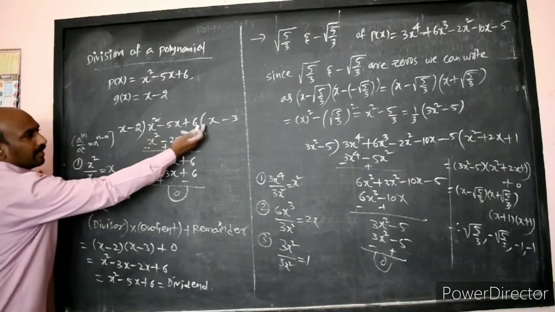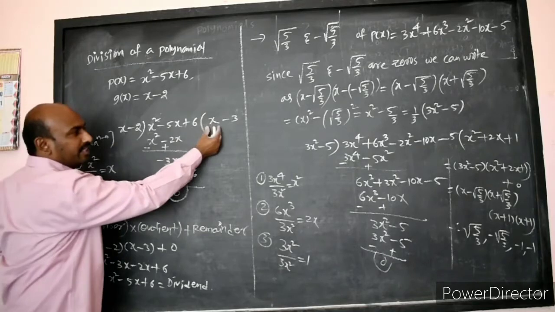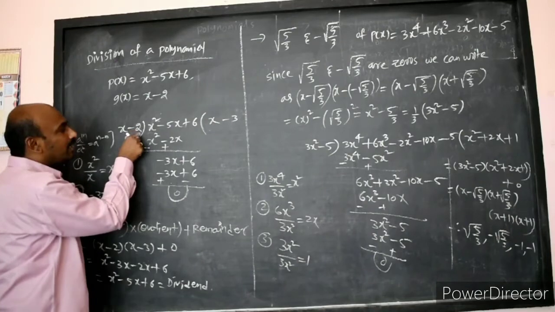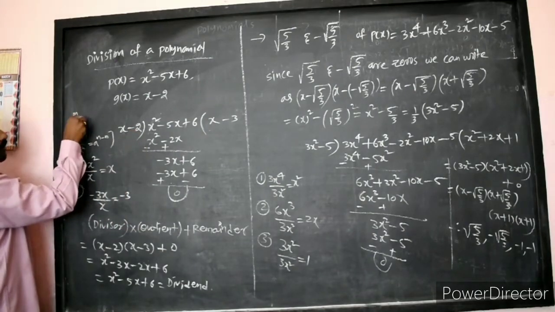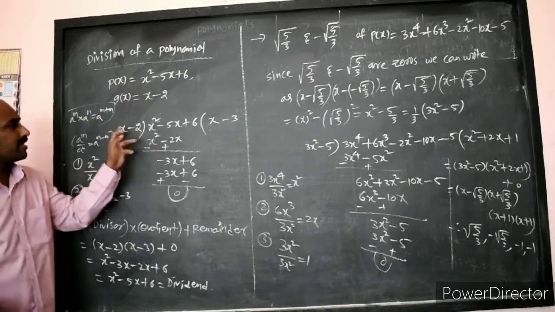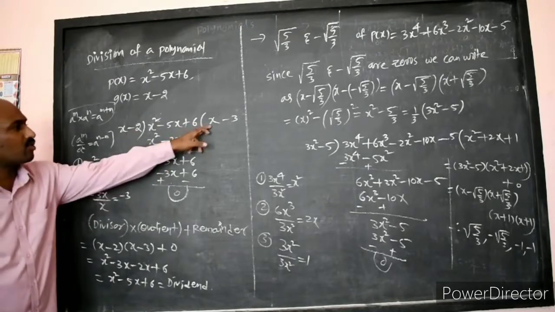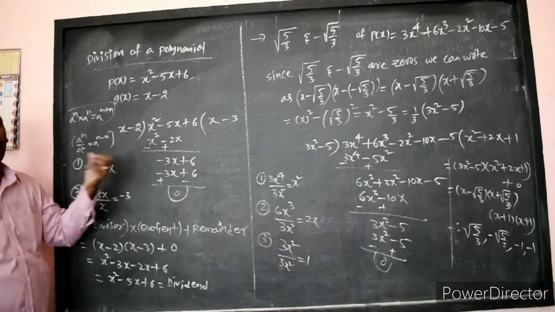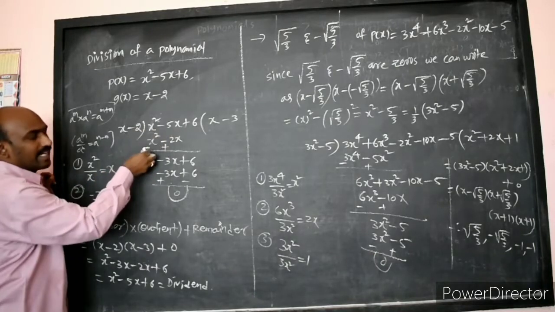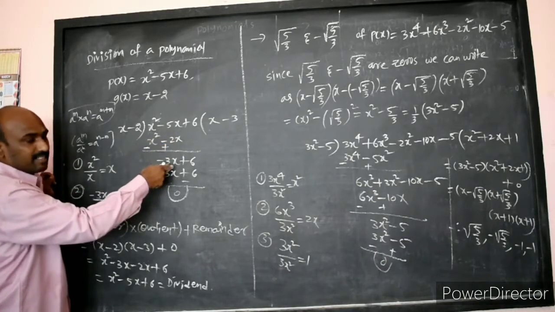Whenever you get x, multiply this x with each term in the divisor. Whatever first term of the quotient you got, multiply that with each term in the divisor. Here you apply the formula a power m into a power n is a power m plus n, adding the powers. x into x, x square, and x into minus 2 is minus 2x. Then whenever you subtract the second expression, plus becomes minus, minus becomes plus. Then these two get cancelled. Minus 5x plus 2x becomes minus 3x.